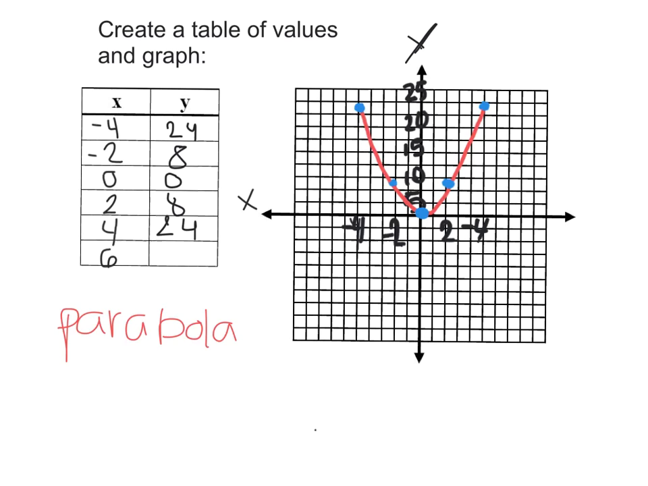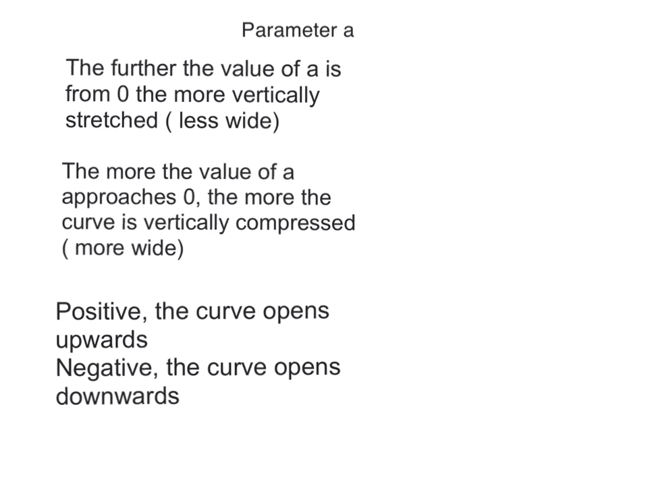There are many types of parabola. There are wide parabolas and less wide parabolas. In the quadratic function, there is a parameter a, and the parameter a has a bit of information on it. The further the value of a is from 0, the more vertically stretched the parabola is going to be, so it's going to be less wide. The more the value of a approaches 0, the more the curve is vertically compressed, which means that it's more wide. And positive curves open upwards and negative curves open downwards.